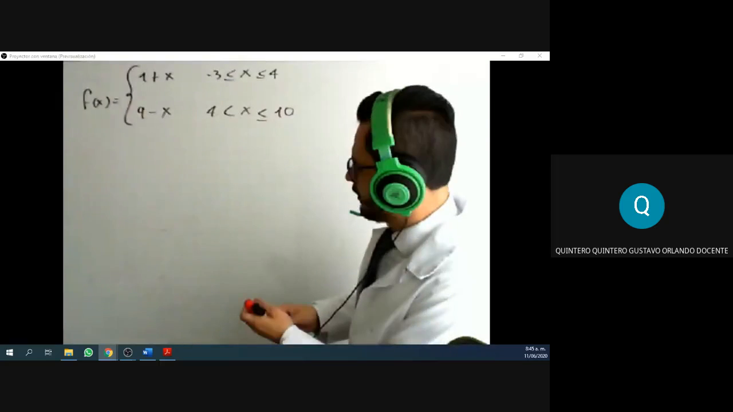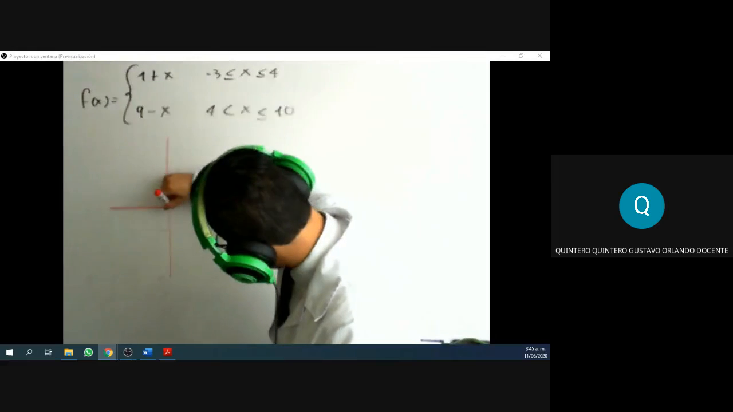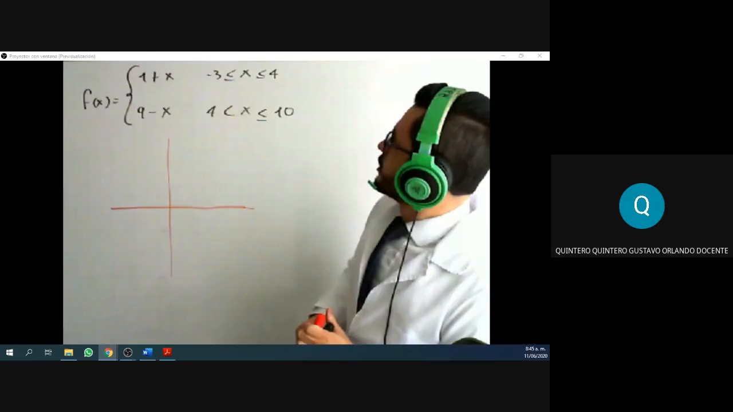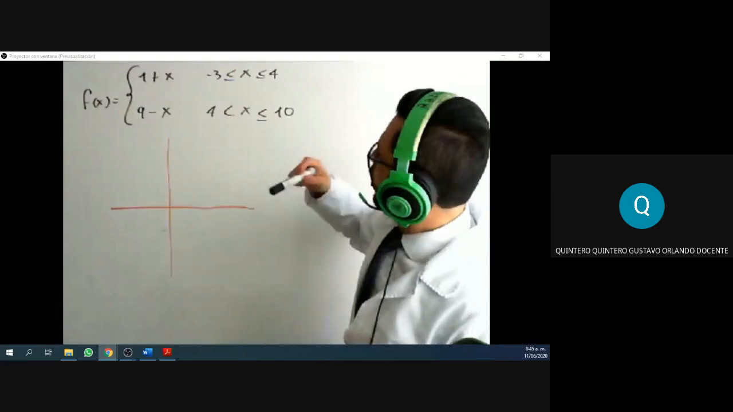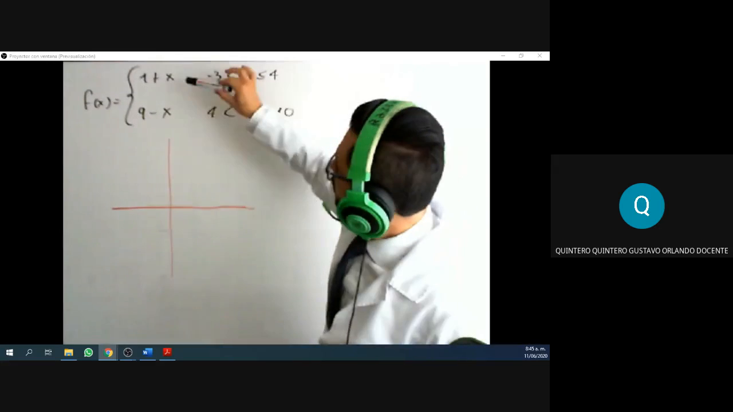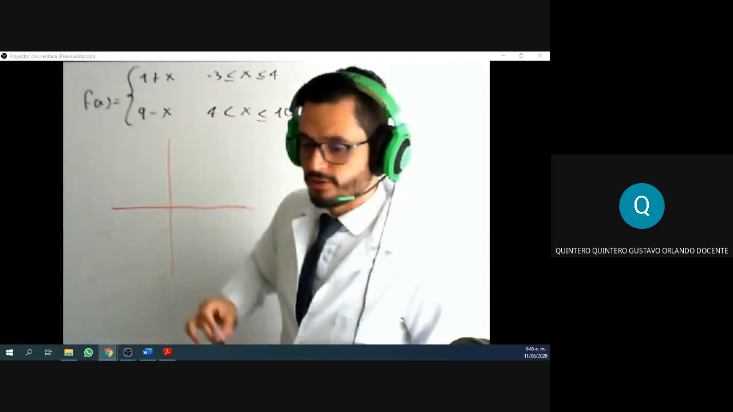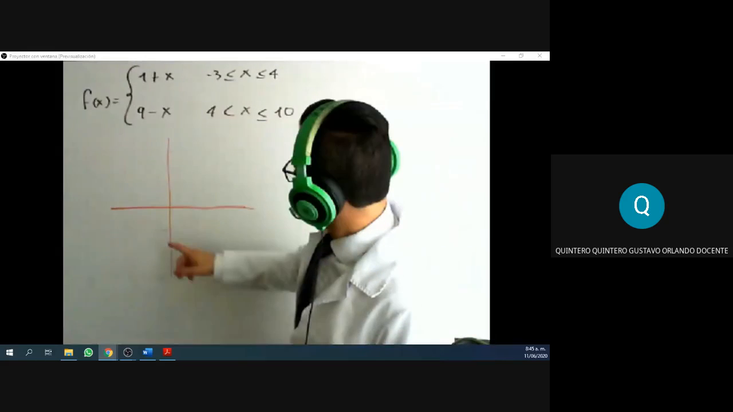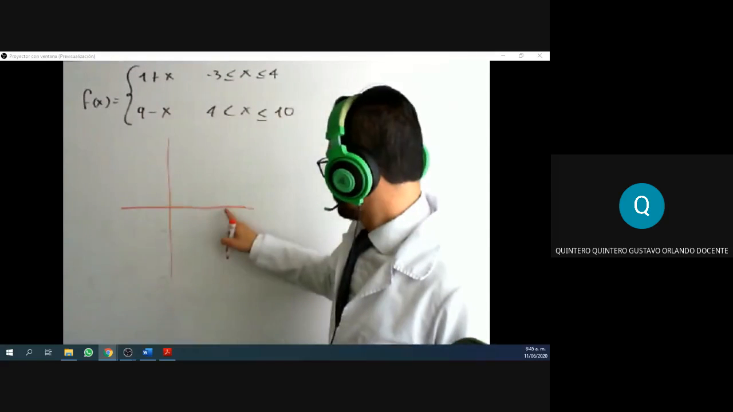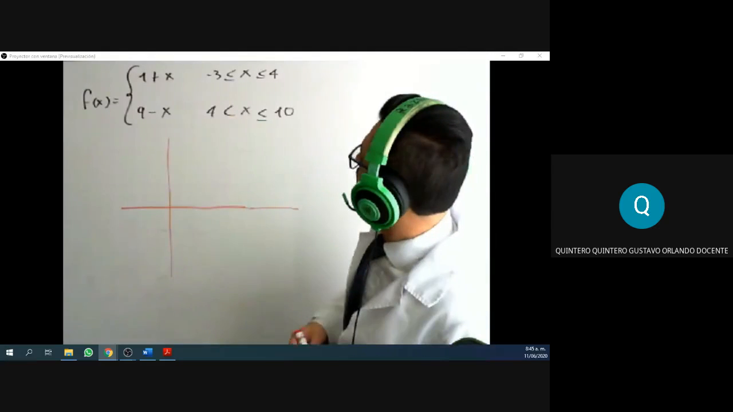Here is how you would plot this. Let's begin by doing the Cartesian plane. Now, I don't have a ruler, so my drawing is going to look awful. We know from the value of x, we are going to accept values from negative 3 to 4 for this piece of the function, and from 4 to 10 for this other piece of the function. So I'm going to draw it from negative 3 to 10. So 1, 2, 3, 4, 5, 6, 7, 8, 9, 10. It's going to be the x and it's going to be the y.